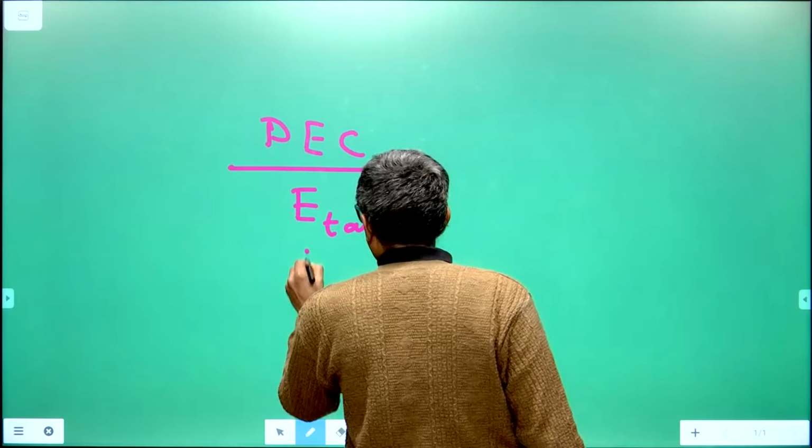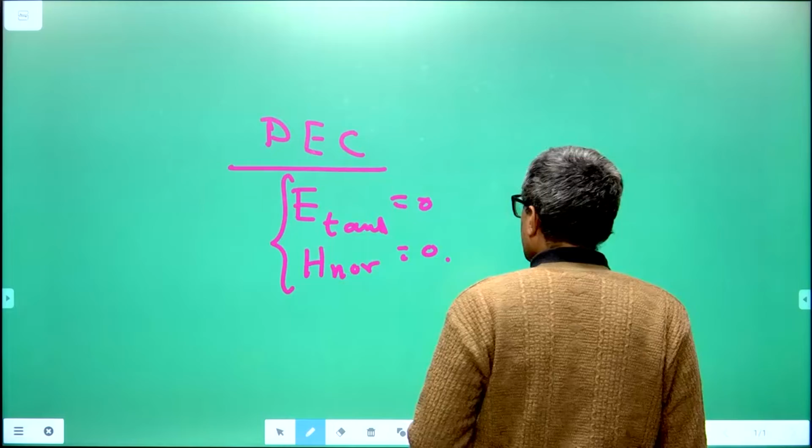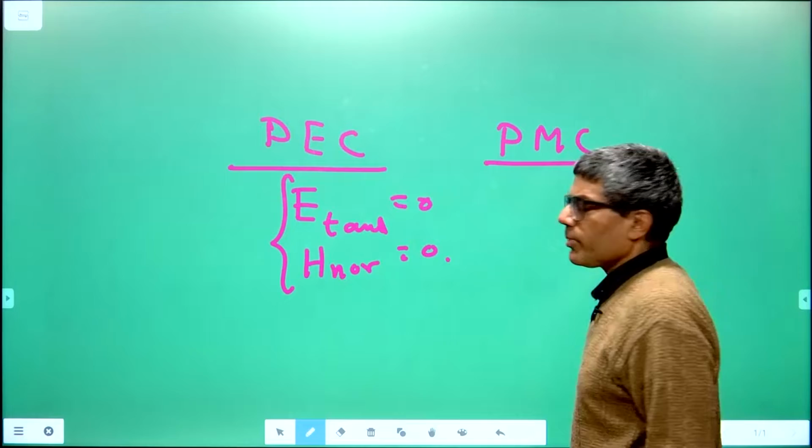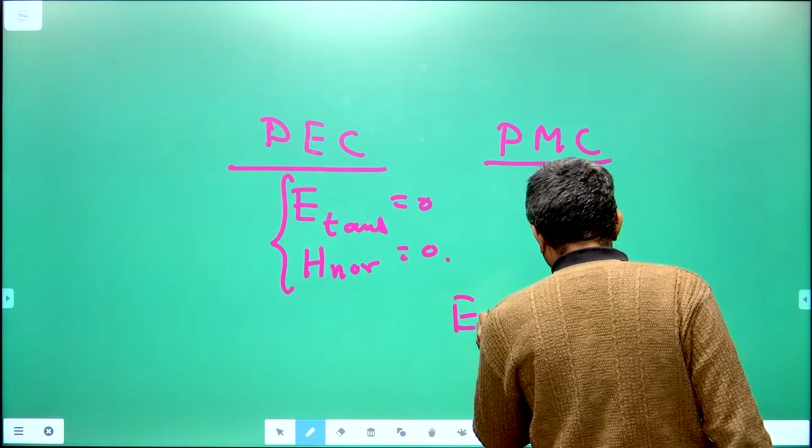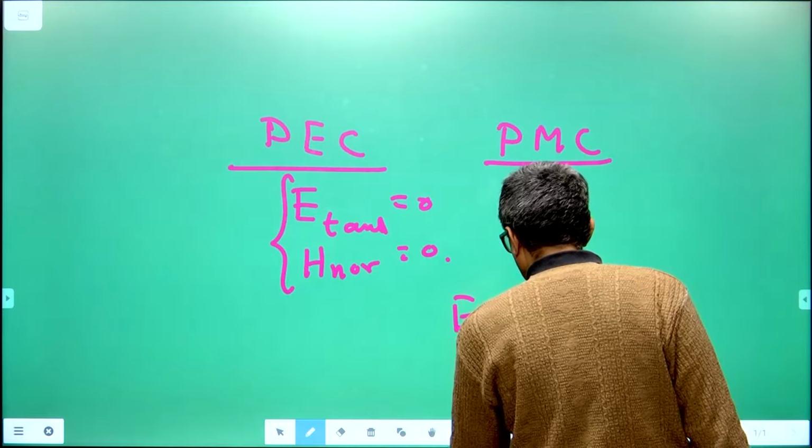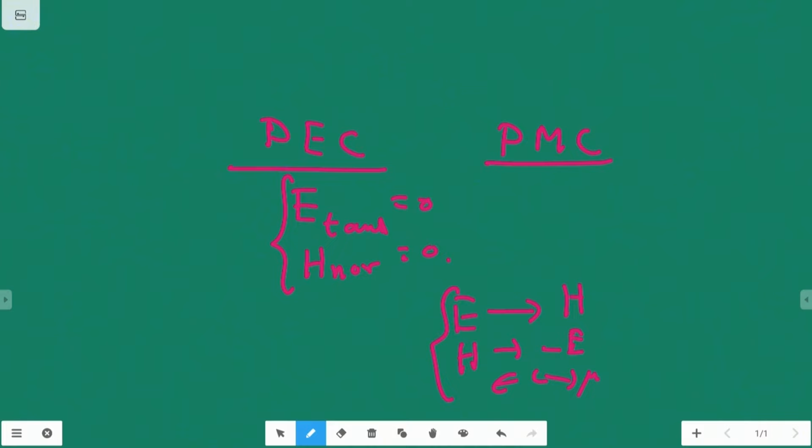There is another type of conducting surface which is called a perfect magnetic conductor, PMC. It is just the opposite of a perfect electric conductor, in which we use the duality property of Maxwell's equations, which says that the Maxwell equations remain invariant under the transformation E goes to H and H goes to minus E with epsilon and mu interchanged. If you apply the duality, you will get the boundary conditions for a perfect magnetic conductor, namely H tan will be 0 and E nor will also be 0 on this surface.